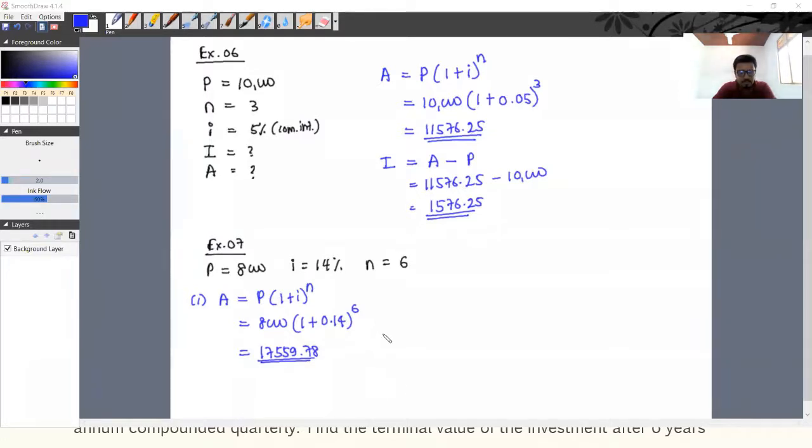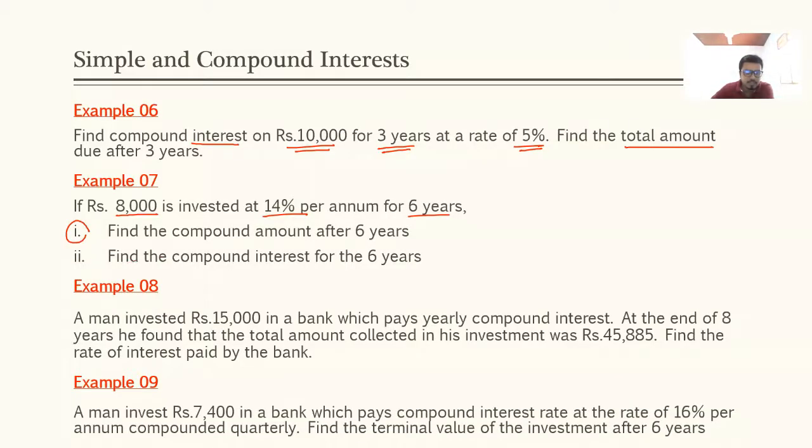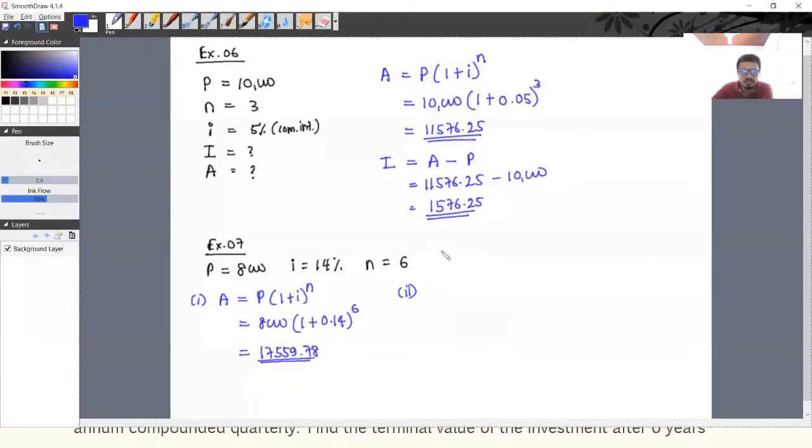Yes. So this should be the answer for part 1. For part 2, what should be the answer? In part 1, we asked to find the compound amount. That is why we have found the value of A. Here, find the compound interest for the 6 years.